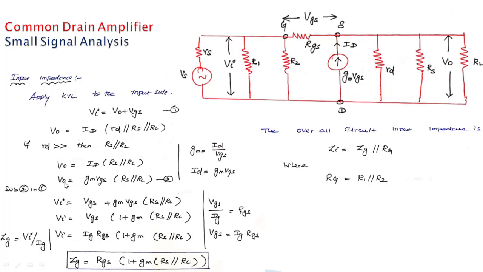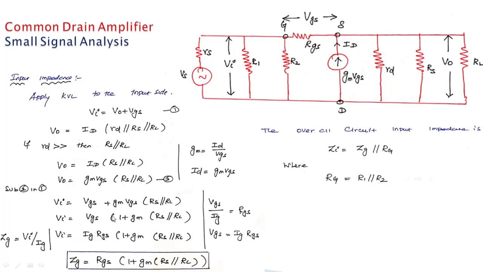So we substitute equation 2 in equation 1. So VI is equal to V0. So V0 is given by GM VGS RS parallel RL. Then VGS. So first VGS, then GM VGS RS parallel RL. So we have taken VGS out as common. When we take VGS out as common, in the place of VGS there will be 1, so 1 plus GM, and RS parallel RL.